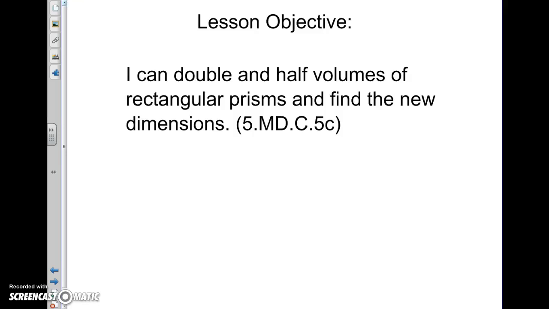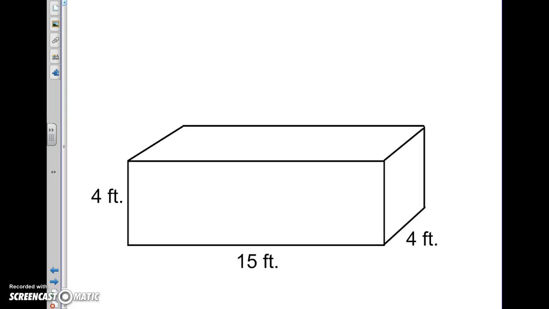Our lesson objective today: I can double and half volumes of rectangular prisms and find the new dimensions. 5th grade standard measurements and data, C5C. We have here a rectangular prism, and it's already labeled with the dimensions. Go ahead and find the volume of this rectangular prism.